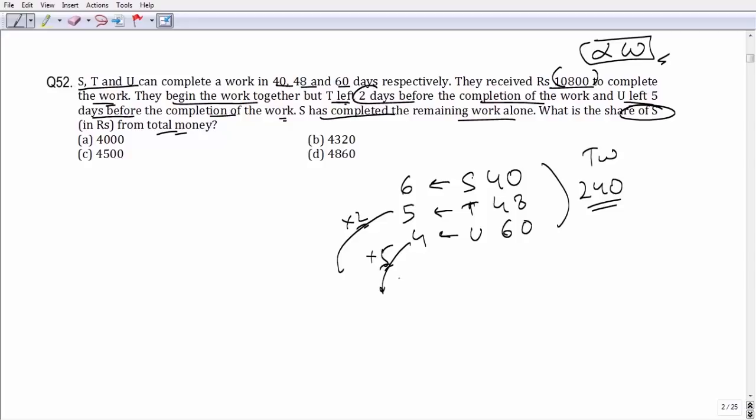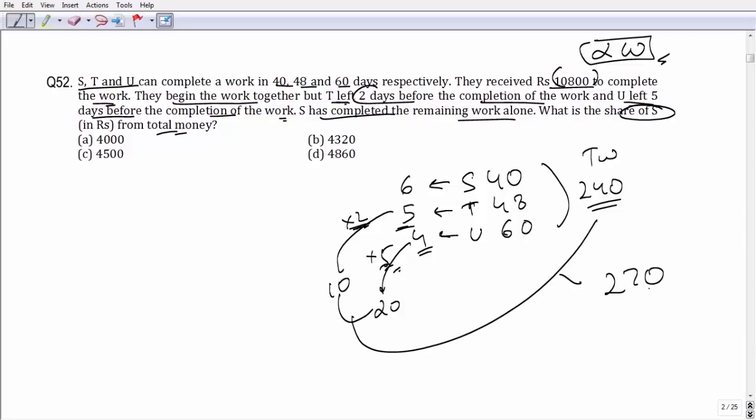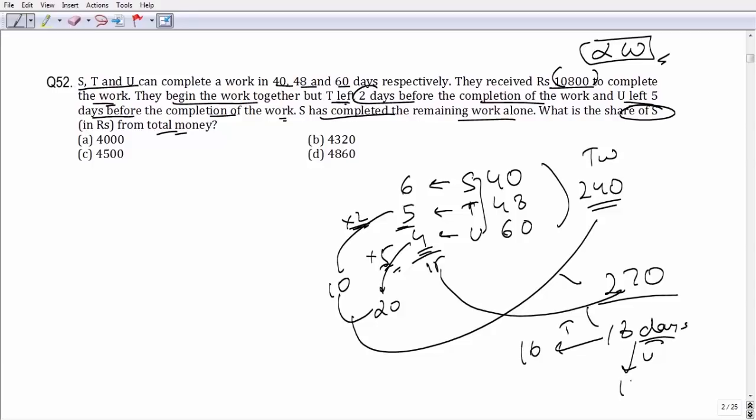So with that view, if we say with an efficiency of 4, if he works for 5 days, he'll do 20 units of work, and with an efficiency of 5 for 2 days, he'll do 10 units of work. That means now we are going to assume 270 units of work, which all three of them together will do, and for that they will do the job with a total efficiency of 15 units. And with a total efficiency of 15 units, total number of days taken turns out to be 18 days. But if we talk about the actual number of days taken by T, we know that it is 16 days, and for U it will be 13 days only.